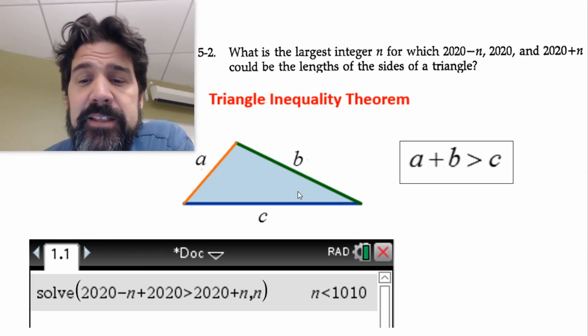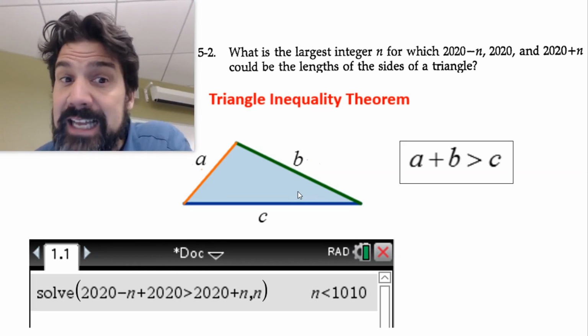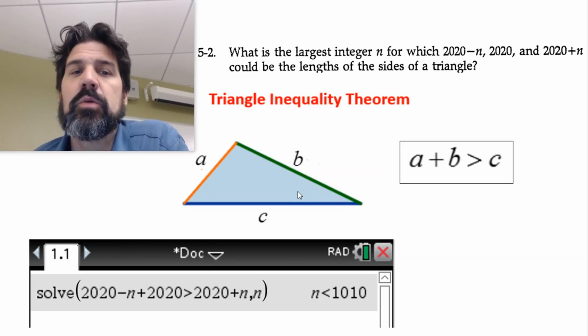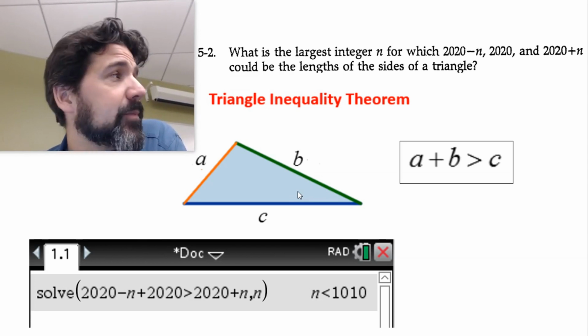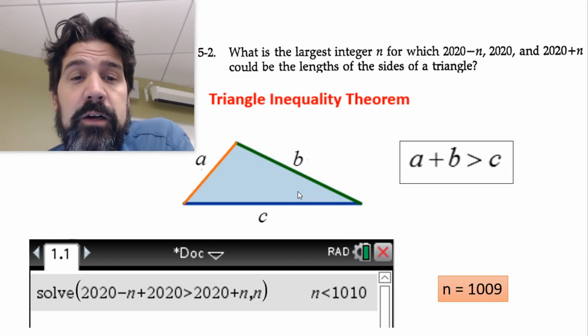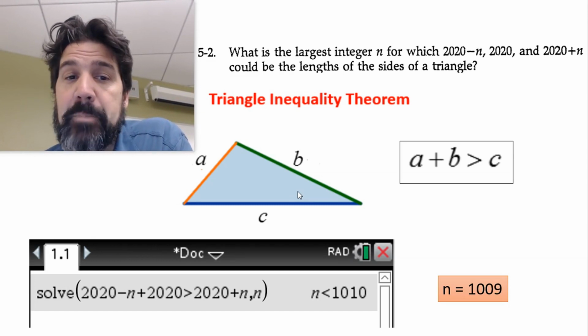For n, n's got to be less than 1010, less than, not equal to. So 1010 does not work. That would just give you a line segment. So what's the largest value? 1009. Number 2 is done.